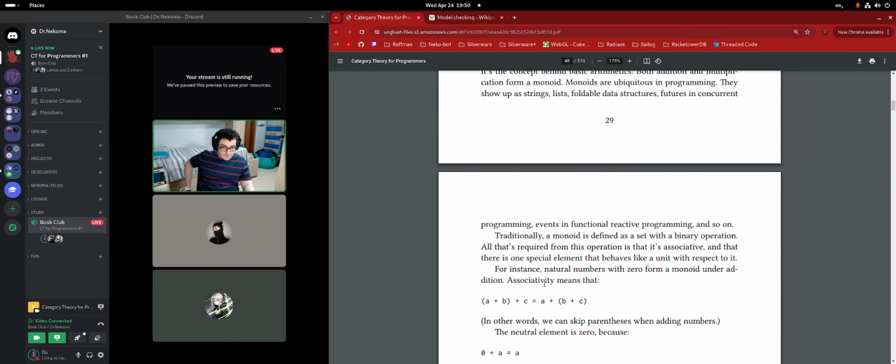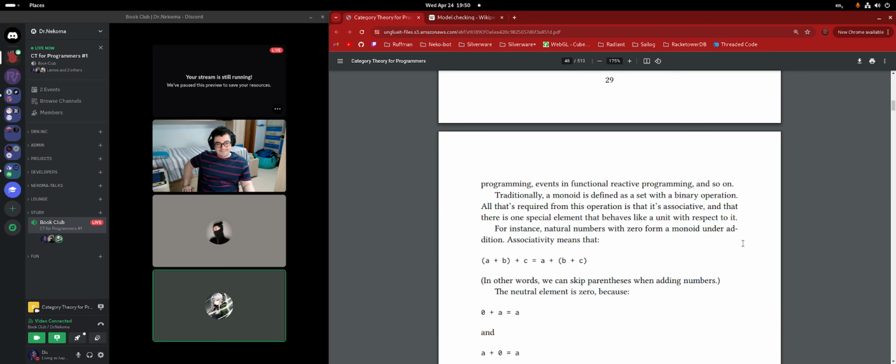So what are they? To be a monoid, it's a set with a binary operation. In Haskell we call this operation mappend, right? And this needs to be associative as well. Terrible name, by the way. Mappend. Just adding M to the beginning of a word.